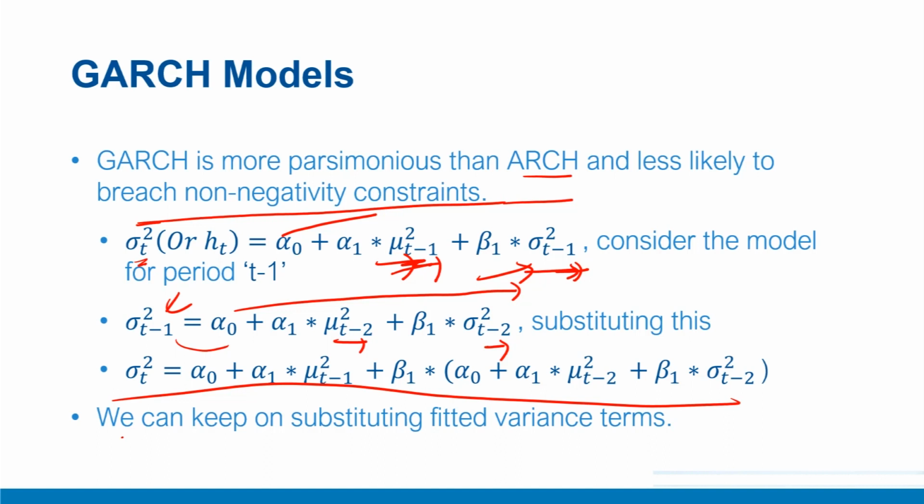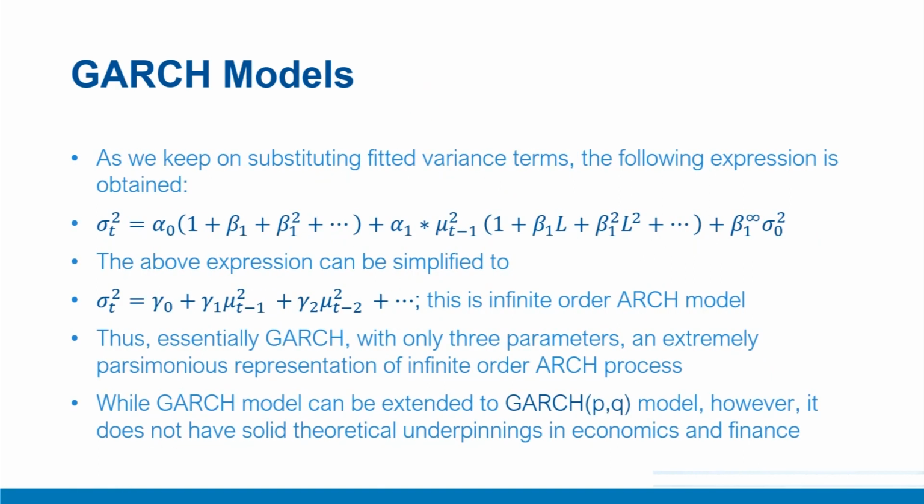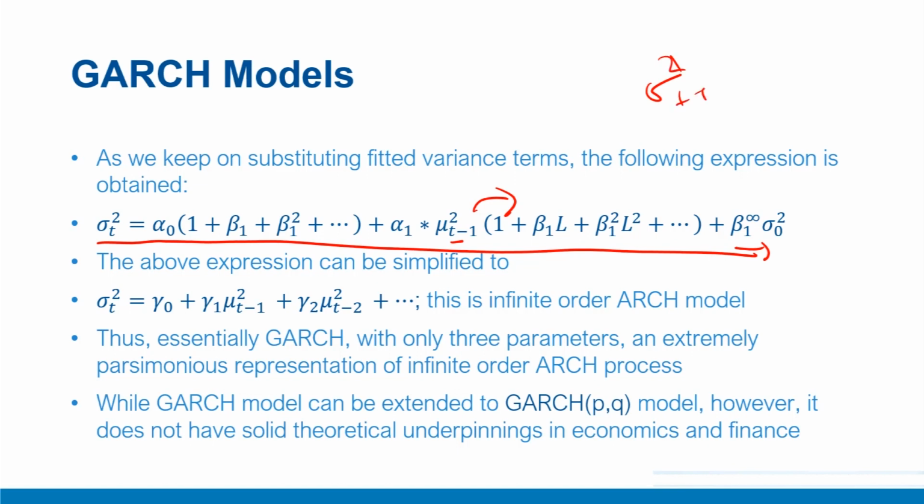As you would have guessed, we can keep on substituting fitted variance terms like this. When I use the word fitted variance, this is nothing but sigma square t or its different variants. As we go on substituting these fitted variance terms, we get this expression. We keep iterating in terms of mu square t minus 1 and taking the sigma square back in time, for example sigma square t minus 1 to sigma square t minus 2 and so on, up to infinitely long ahead in time. And generally it is assumed that all these coefficients are less than 1, so this term will approach 0.